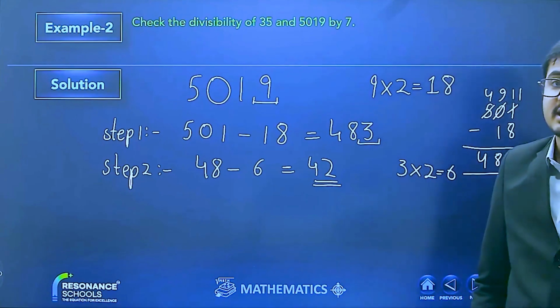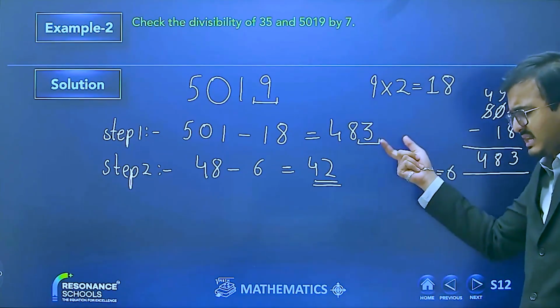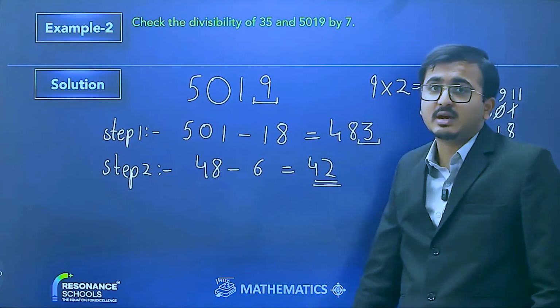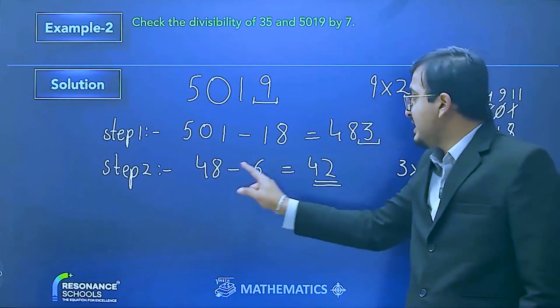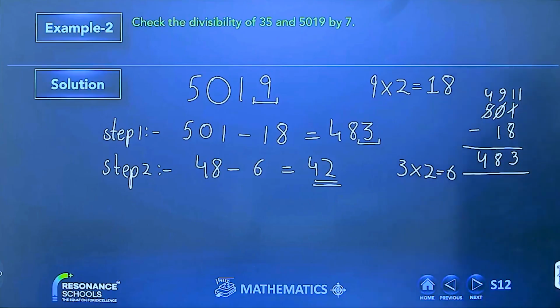Now 483, still I don't know. So again I took the last digit and multiplied it with 2. That is 6. 48 minus 6 is 42. Now I know 42 is divisible by 7. Clear?